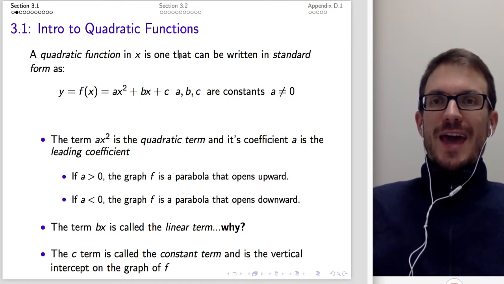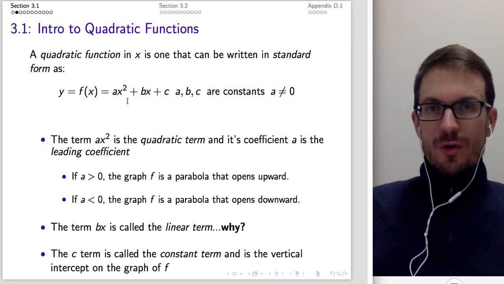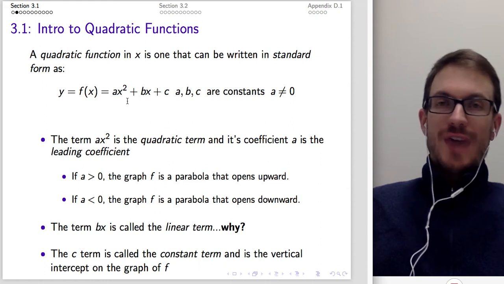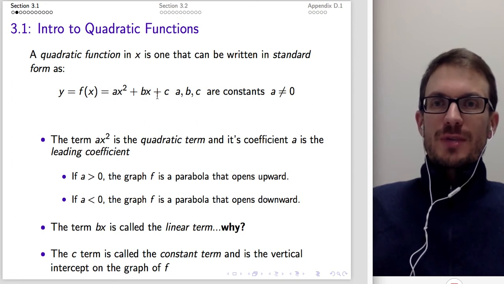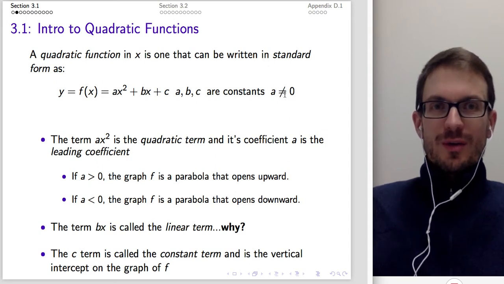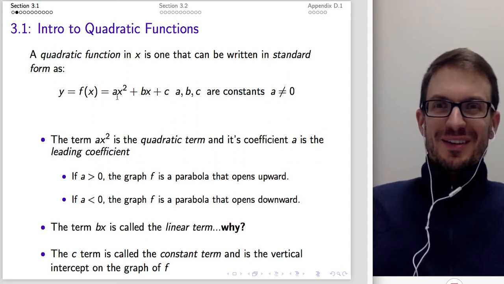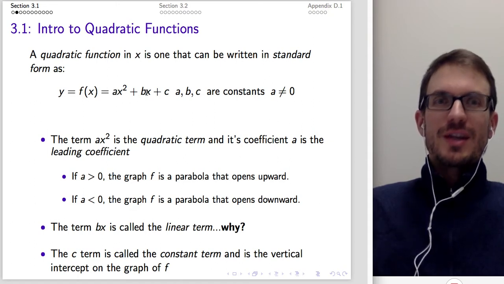A quadratic function in x is one that can be written in standard form. Just like we had a standard form for a linear function, which was ax plus by equals c, we have a standard form for a quadratic function. It's ax squared plus bx plus c, where a, b, and c are constants, and a can't be equal to 0. Why? Well, if a is equal to 0, our square term drops out, and we just have a linear function, right?